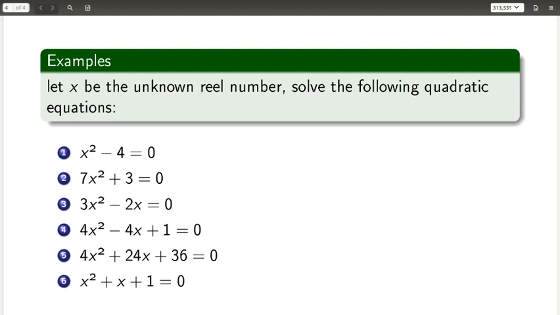For examples 5 and 6, I let you solve these equations by using the property, which means that you have to calculate the discriminant delta and determine in which case you are, the first, the second or the third case. I let you practice these exercises.